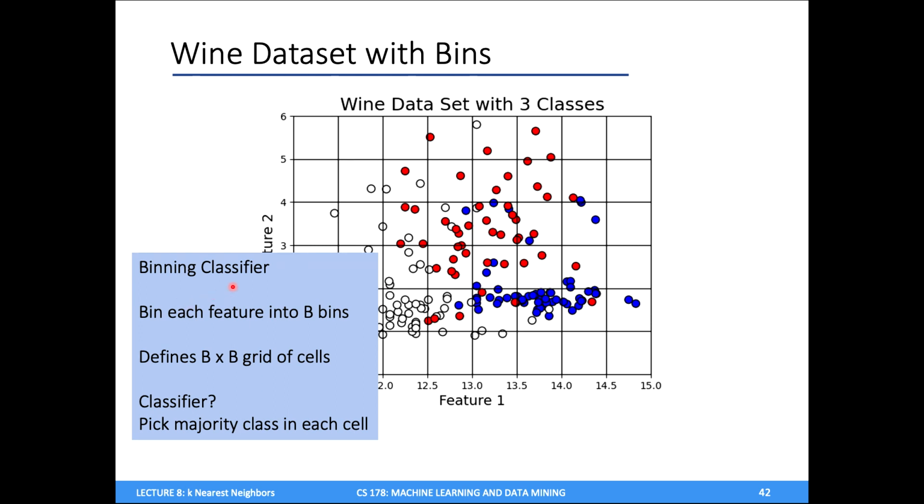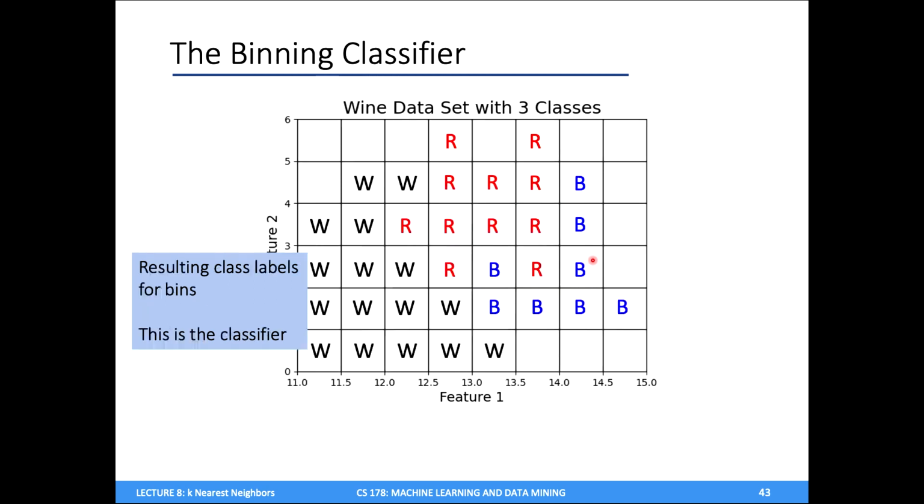This is called the binning classifier, where I bin each of my features into B bins. So I'm essentially just partitioning my data space into a grid. This defines a B times B grid of cells in my data space. To define a classifier from this, all I'm going to do is pick the majority class in each cell and make that prediction. So for example, here, I'll predict red if a training point or testing point comes along. Here I'll predict something like blue.